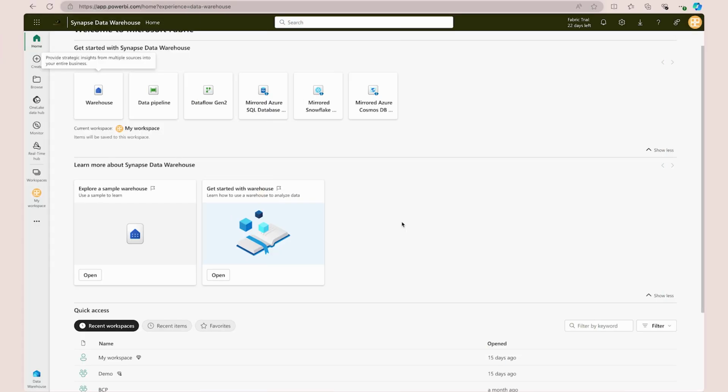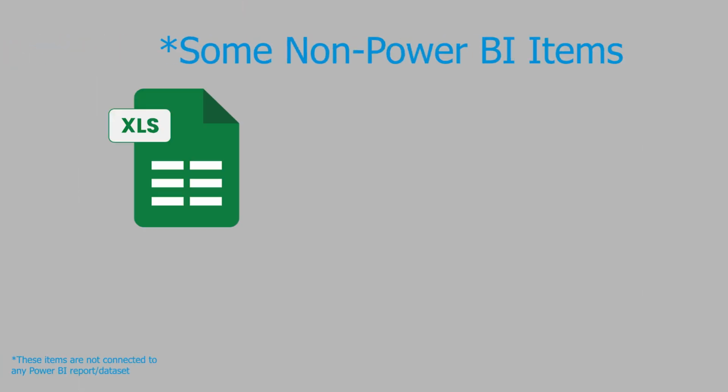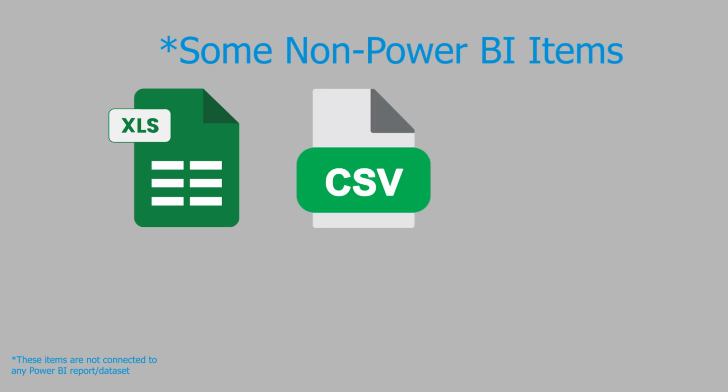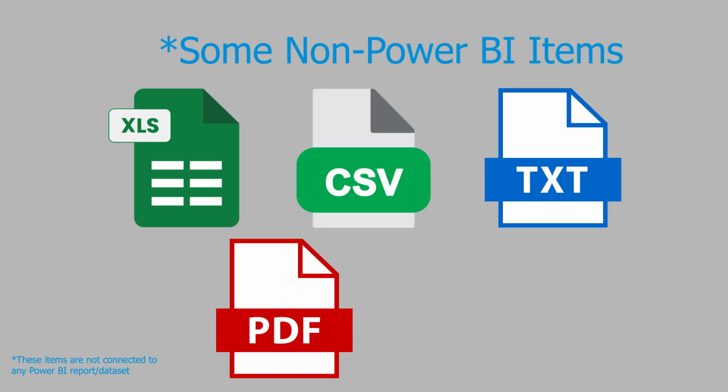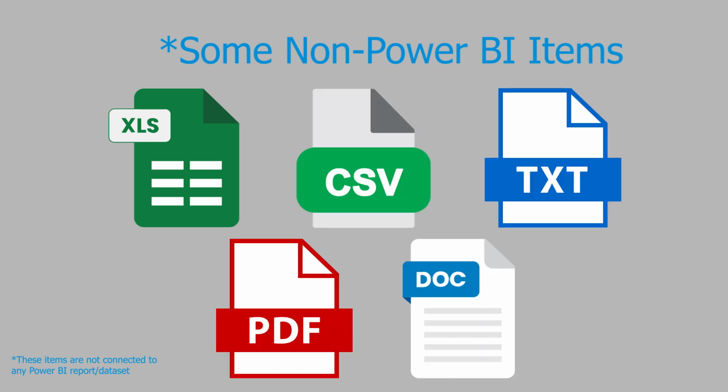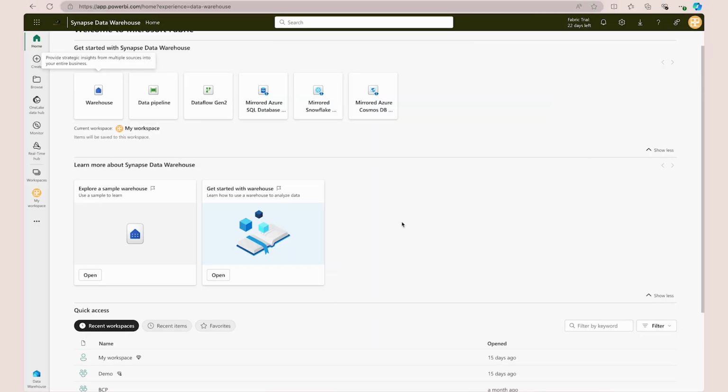In order to bring your attention back to the question, what are Power BI related or non-Power BI items? Non-Power BI items would be your Excel files, or maybe some text files, or maybe the data that you have uploaded, or the data warehouse that you have created, etc. But that should be only related to Fabric.